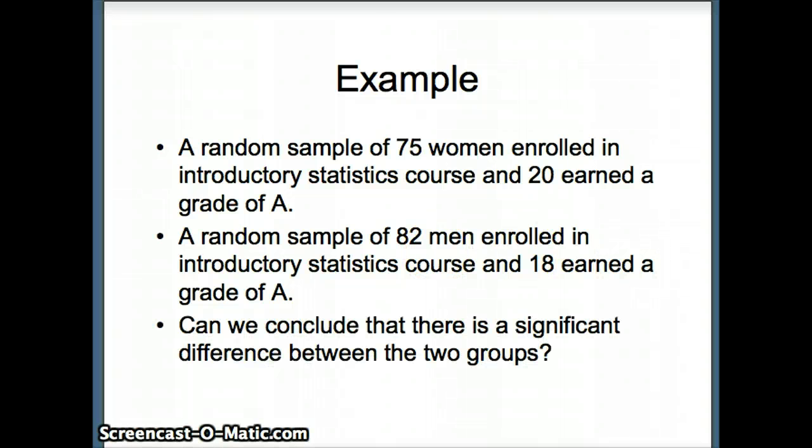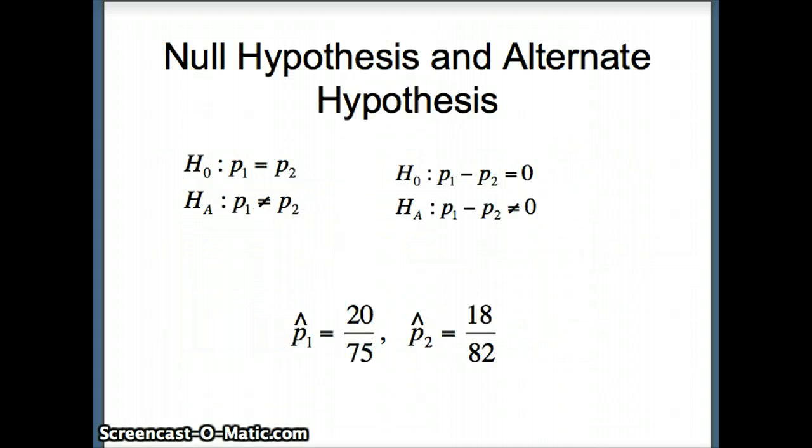And the question we ask is, can we conclude that there is a significant difference between the two groups? If we had all the men and all the women and looked at the proportion who earned A's in each, would there be a difference? Can we make that inference based on our sample?